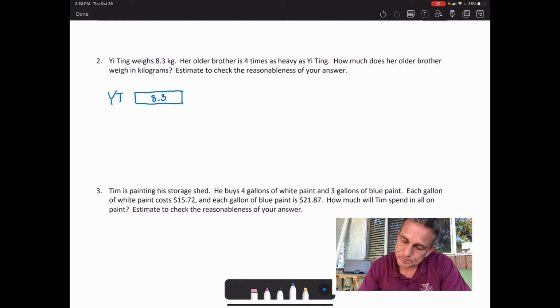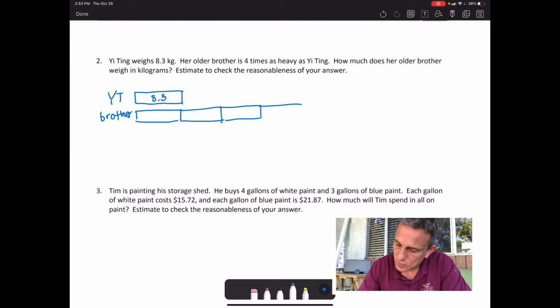And then it says her older brother is 4 times as heavy as Yi Ting. So what I'm going to do is label brother, and then I'm going to make the brother 4 times as much as Yi Ting. So there's going to be the brother once. Obviously, there's going to be Yi Ting once, twice, 3 times, 4 times.